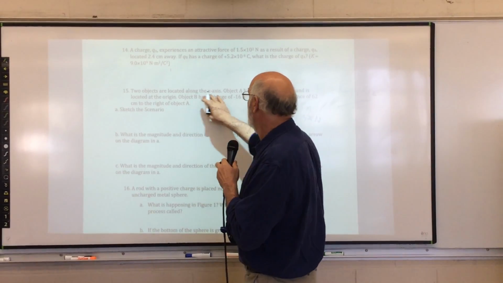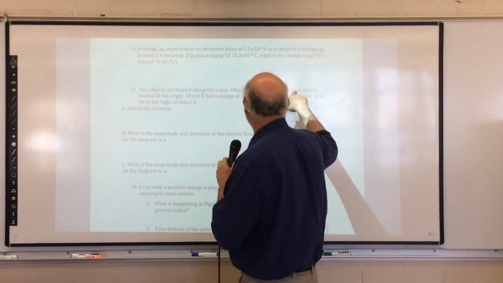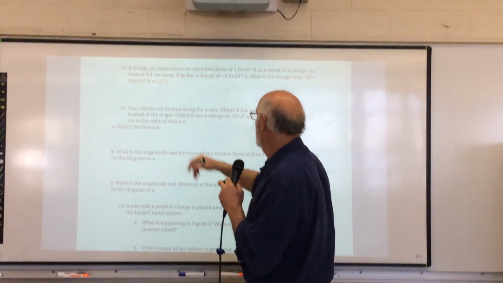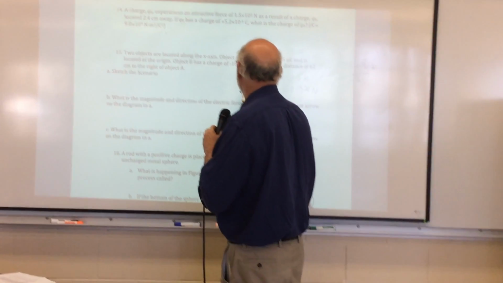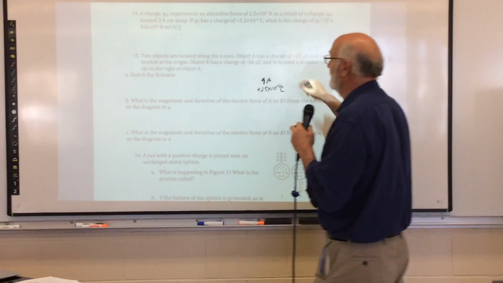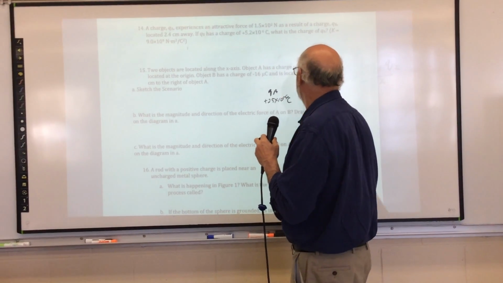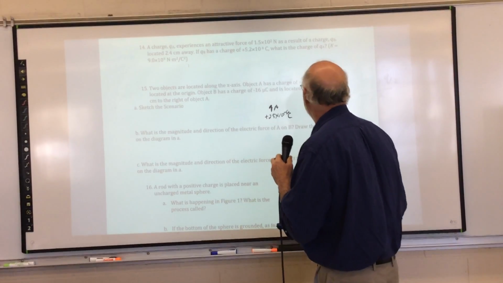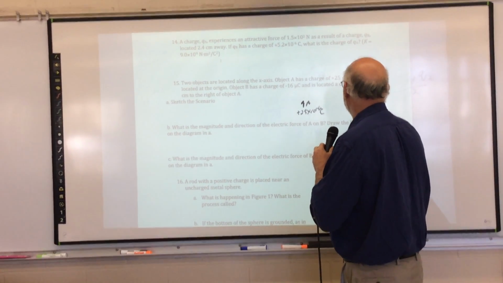Two objects are located along the x-axis. Object A has a charge of positive 25 microcoulombs, times 10 to the negative sixth, and it's located at the origin. So here's A, QA, which is positive 25 times 10 to the negative sixth coulombs, because that's a microcoulomb. Then B, this QB, and this one happens to be negative 16.